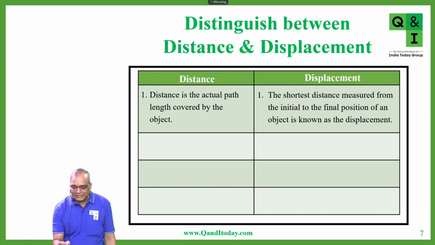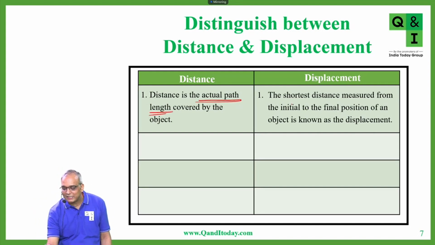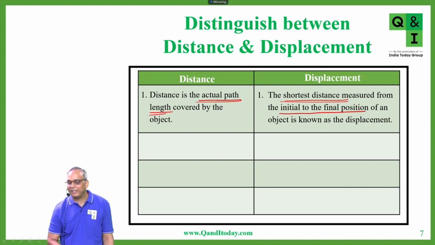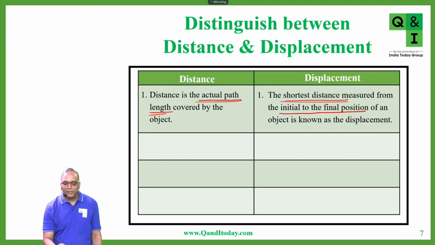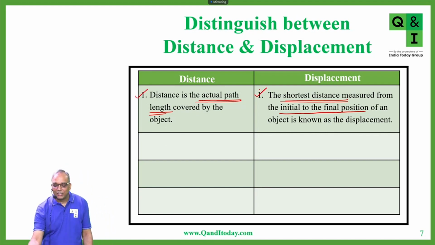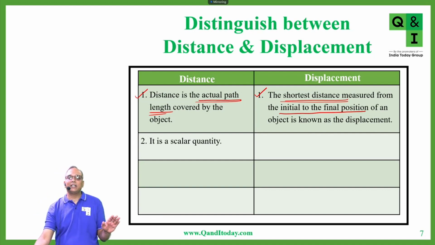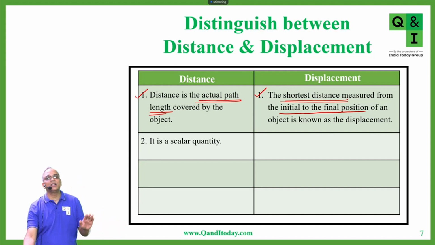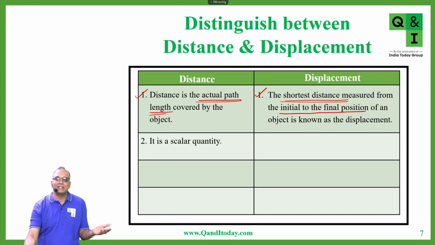What the definition says is that distance is the actual path length, and displacement is the shortest distance measured from the initial to the final position. So the first difference is in terms of the definition itself. Now, the second difference: distance is a scalar quantity. We studied in the previous class that a scalar quantity is one which has only magnitude. For example, I say that distance is 10 meter. So 10 meter is the magnitude which tells how much distance.